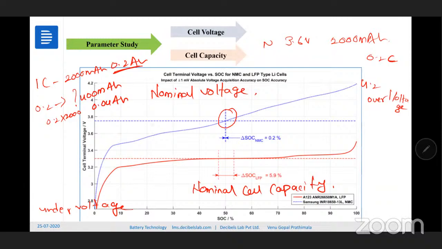If you observe here, the blue is the charging curve for nickel manganese cobalt. On the x-axis we have the state of charge, and on the y-axis we have the cell terminal voltage. This axis represents the 50% SOC, and this is the 0.2 C charging curve. The voltage available at this point is approximately 3.7, so that is the nominal voltage of the NMC based cell. Similarly, for lithium ferrous phosphate, at 50% SOC it has approximately 3.3 as the nominal voltage. That's the exact meaning of nominal voltage: the voltage available inside the cell when we're discharging at 0.2 C rate, at 50% SOC. And also the cell capacity.